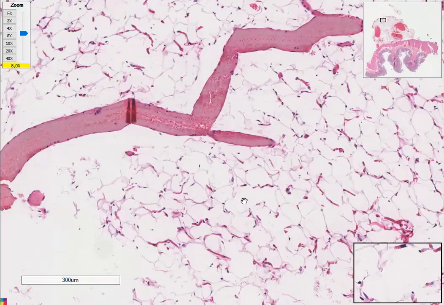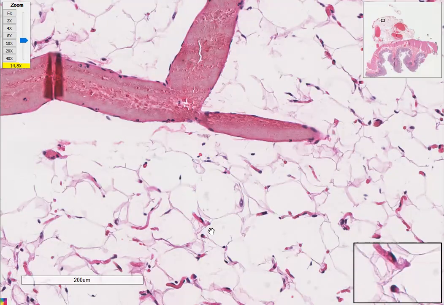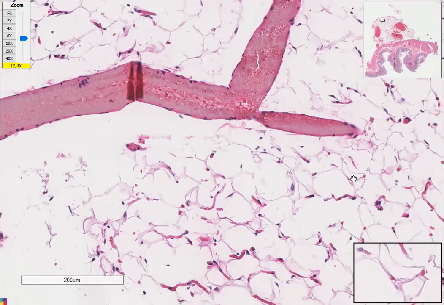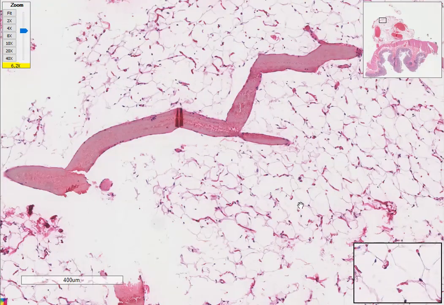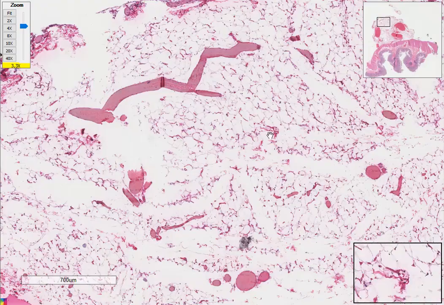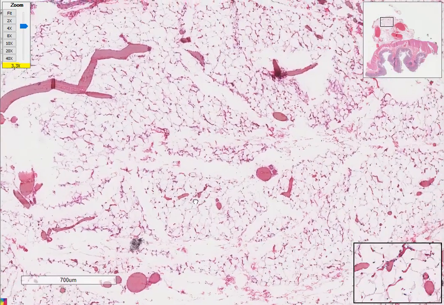Let me zoom in for you. You can see these adipocytes there. Because remember, the mesentery is quite vascular. It takes the blood supply to the colon so that it's still alive and can do its function. And very, very fatty.